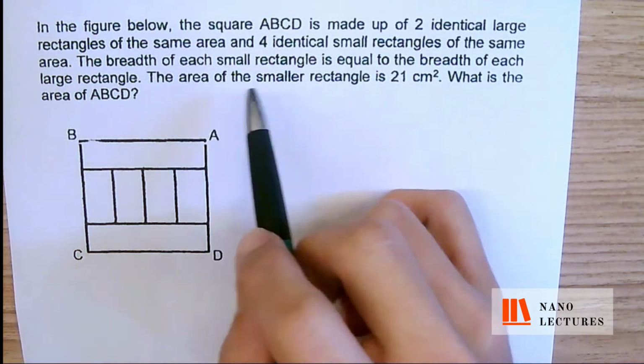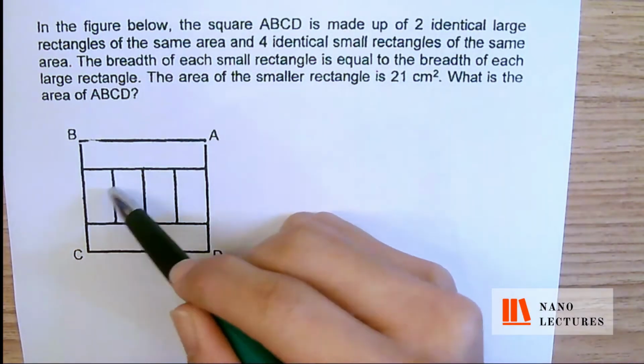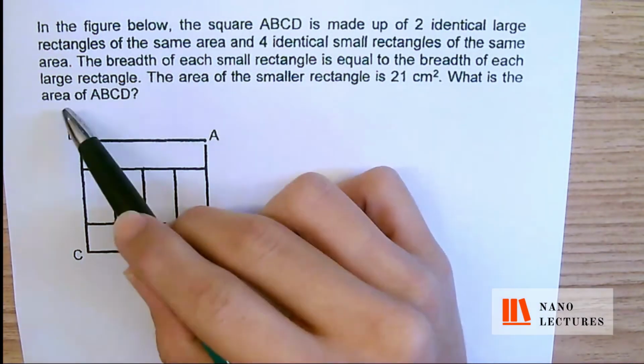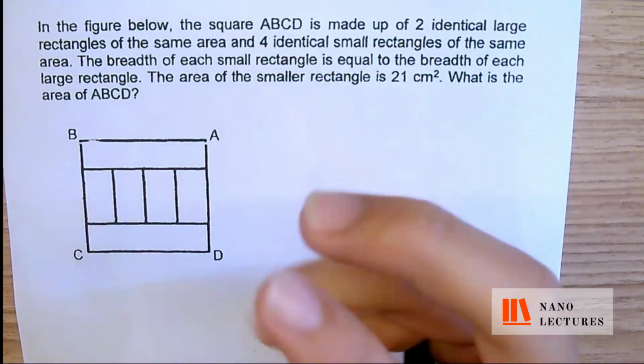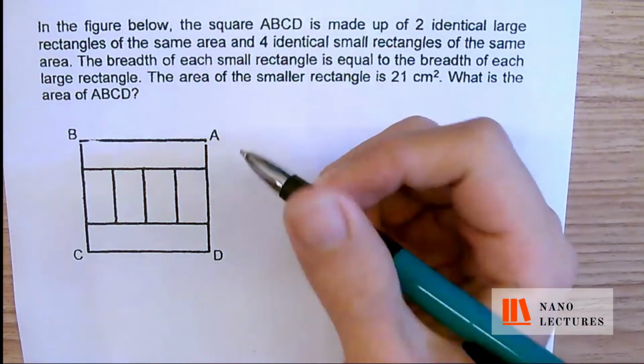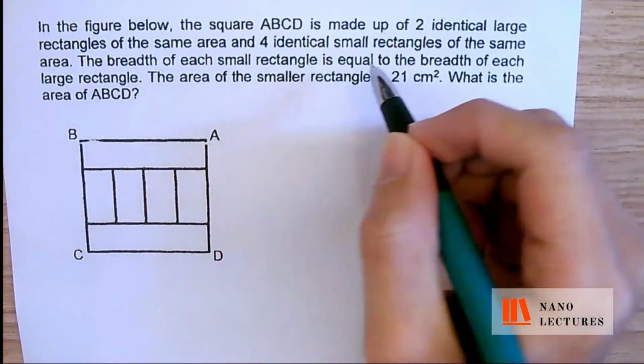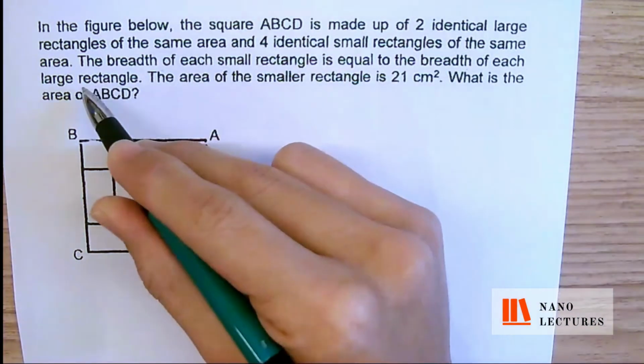And then they said that the area of the smaller rectangle is 21. So this one is 21, 21, 21, 21. So what is the area of ABCD? For questions like this, it's actually very simple, but you need to be able to visualize it. They mentioned that the breadth of each of the small rectangles is equal to the breadth of each large rectangle.